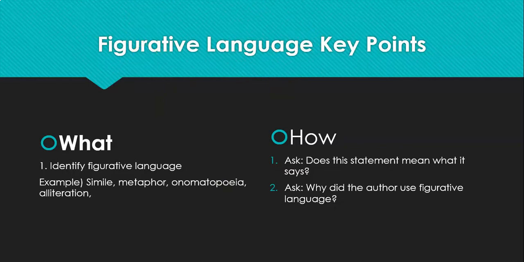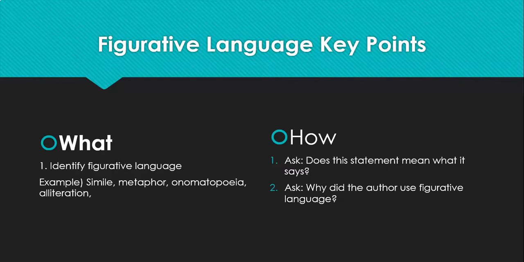Remember, write the what. We're going to identify figurative language, and some examples I gave you are simile, metaphor, onomatopoeia, alliteration. How are we going to do this? We're going to ask two questions. What does this statement mean? What does it say? And why did the author use figurative language? So right now you're copying the what and the how key points for figurative language in your notebook. You have 30 seconds.